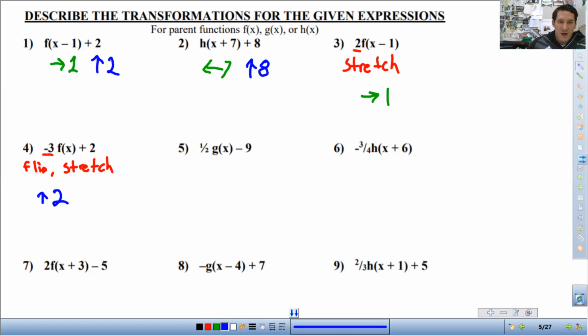All right, this one, the 1/2 is less than 1. So that is going to be a shrink. And then the minus 9 is outside the parentheses, so that is a shift down 9. I think that actually does it.